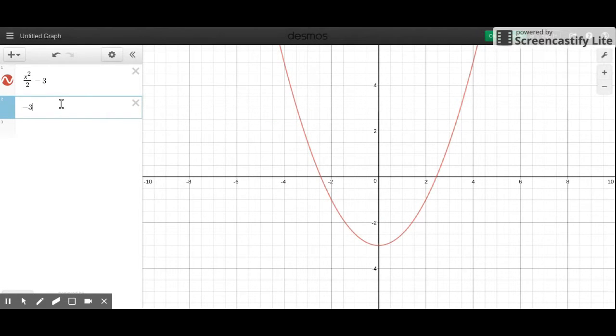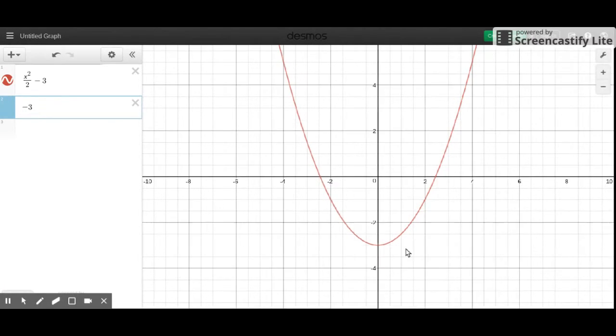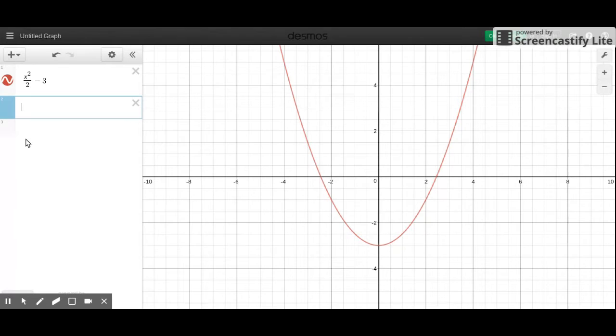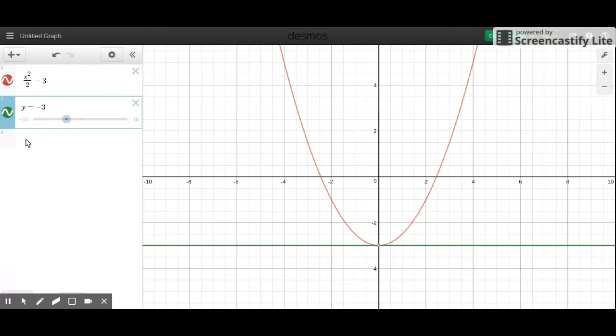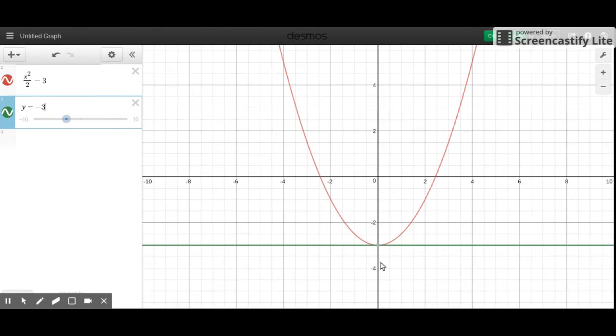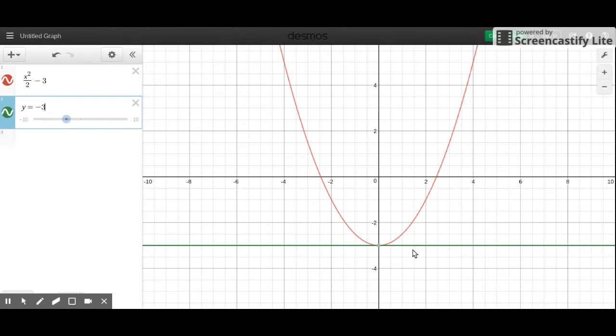Okay, so let's bring our graph up here, and let's go ahead and graph this. y is equal to -3. For whatever reason, I've got to say y is equal to -3. Oh, there it is. Okay, finally popped up. So the green line here is our tangent line, and you can see it's tangent at the point 0, -3, which is nothing more than just a horizontal line.